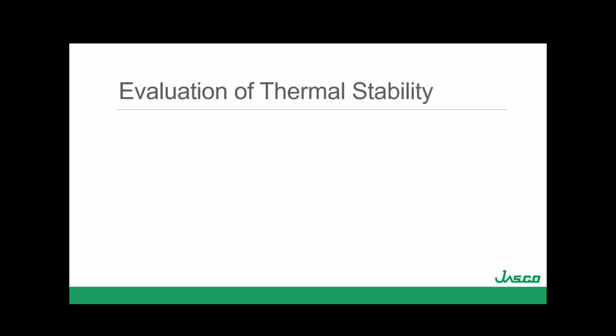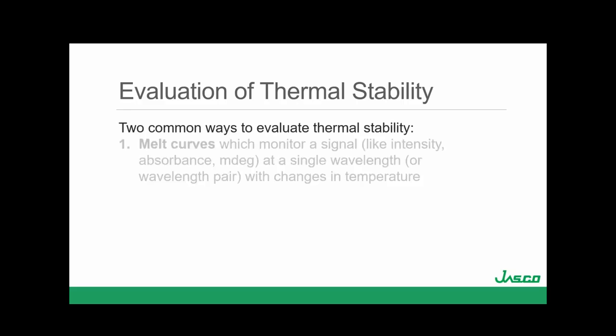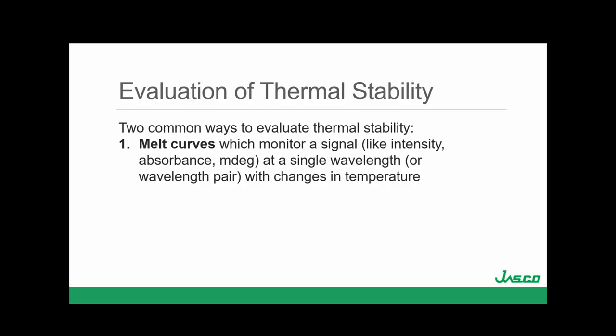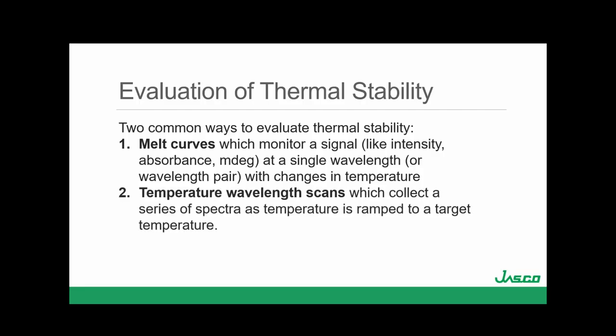How are we going to evaluate this thermal stability? There's two common ways we're going to talk about today. One is melt curves, and they just simply monitor a signal like the intensity of a fluorescence, absorbance, or millidegrees, at a single wavelength, or in the case of fluorescence, a wavelength pair, and how that changes with temperature. If we want more information, we could look at temperature wavelength scans, which collect a series of spectra as temperature is ramped to some final target temperature.